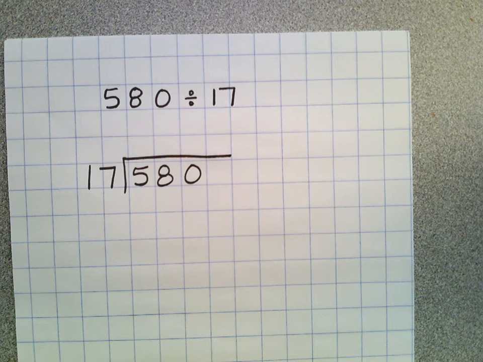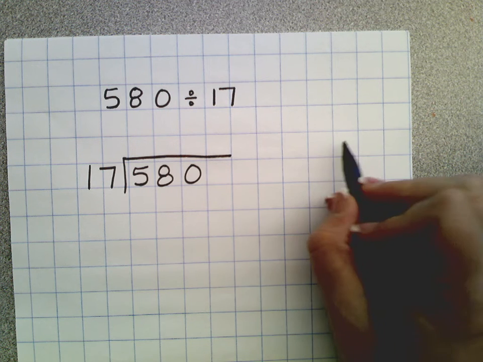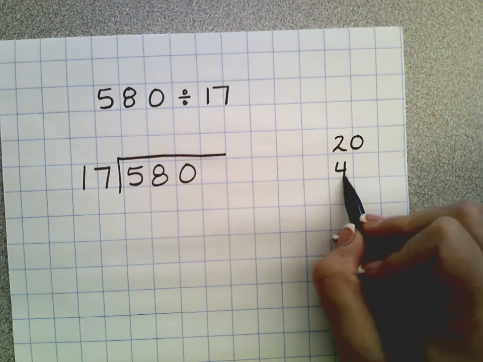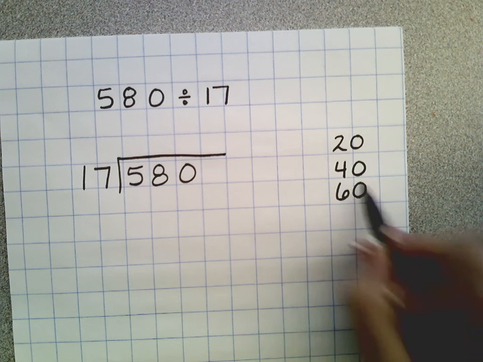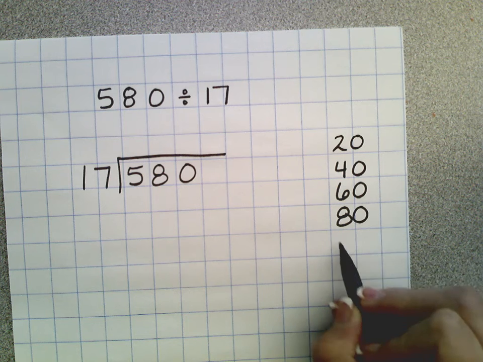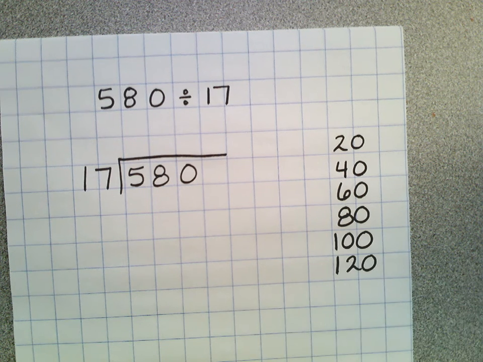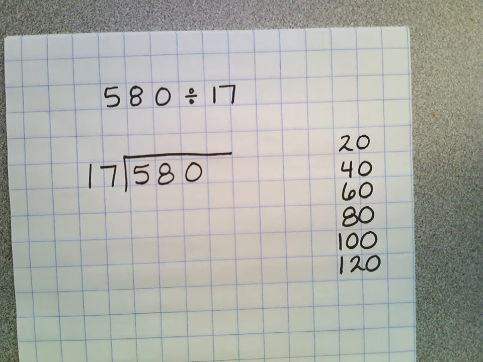So 17, I would round to 20. So that means I'm going to use 20 as my guide for estimation. So I'm going to use skip counting. So let's do some skip counting, counting by 20 or by twos with a 0 on the end. 20, 40, 60, 80, 100, 120. We'll stop there. If we need to add to it, we'll go ahead and add to it. So now we're ready to go ahead and divide.